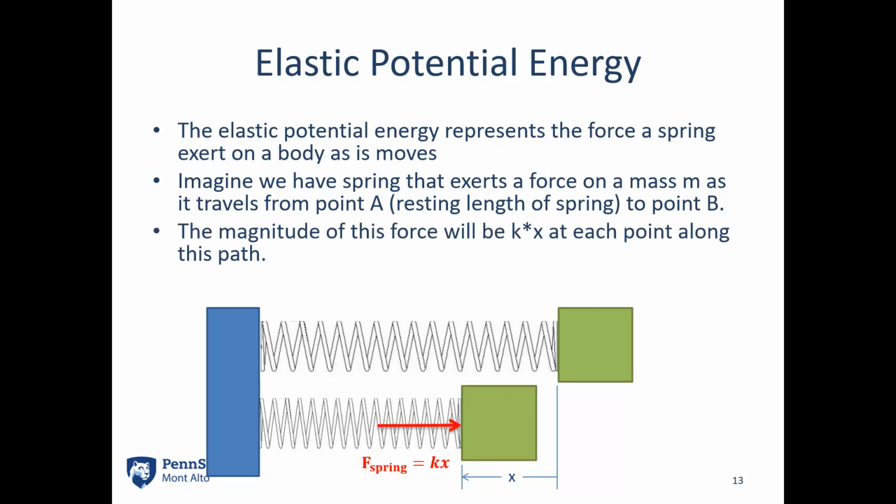So as I move it, I'm compressing the spring in this case, and the force of the spring is going to be that spring constant times whatever my current displacement is. So the more I compress the spring, the more force I get out of it. So the force is kx, and I'm moving it some distance x.